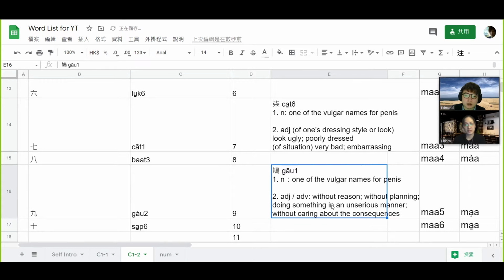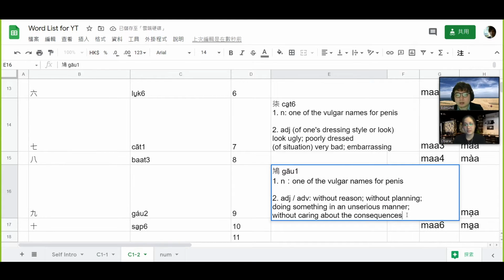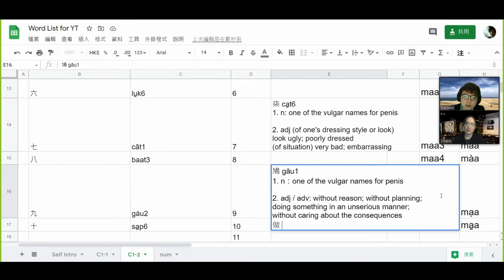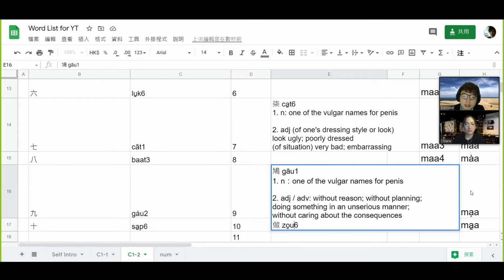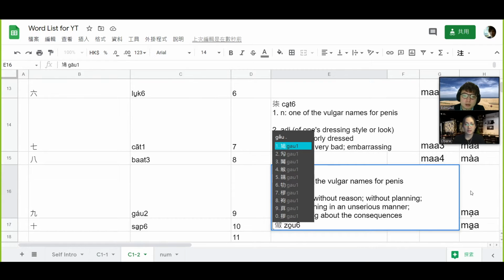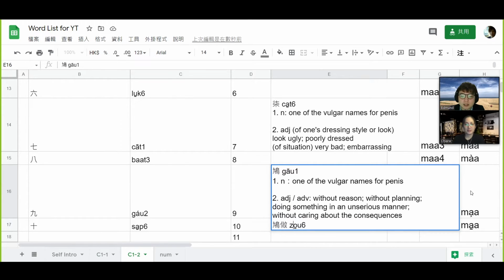Means you do something without planning. You do something randomly. You don't care about the consequence. So for example, we might say something like 做, to do. If you say 高做, like for example you're doing your homework and you say you are 高做, meaning you are doing it without caring about the consequence. You do it randomly. You are not actually thinking logically when you do it, something like that.